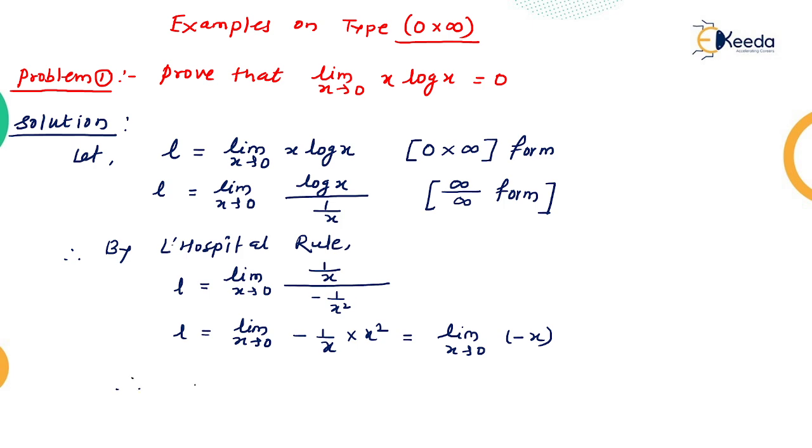So therefore, apply the limit on this minus x. What will your answer be? x is replaced by 0. This is not 0 by 0 or infinity by infinity, therefore we can directly apply the limit on x. So this is 0. I hope you understand this very well. Next example I am going to discuss with you.